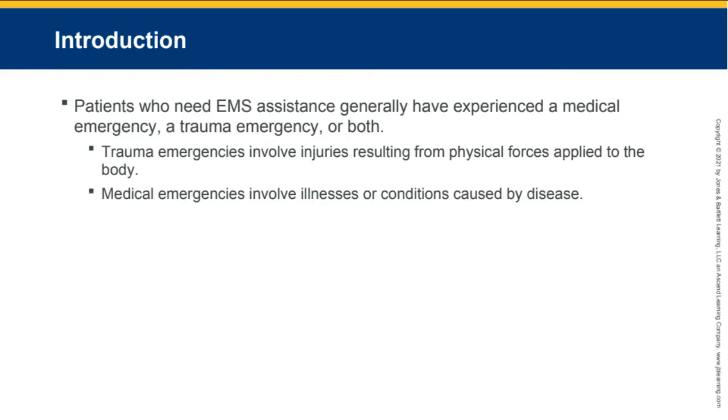For example, you may be called to the scene of an accident, and your patient has a traumatic injury, for example, a laceration to the forehead from hitting the windshield. And that's a trauma emergency. But the patient may have been in the motor vehicle accident because he or she is a diabetic and went hypoglycemic, and as a result, it resulted in the accident.